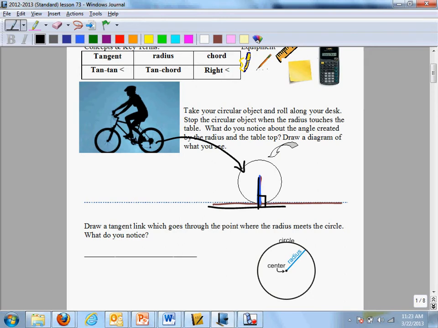We're using the tabletop as a model of tangent. A tangent means to touch. That's the point of tangency. Which makes that the tangent. Okay, guys, so now that you have a visual, put the circle thing down.